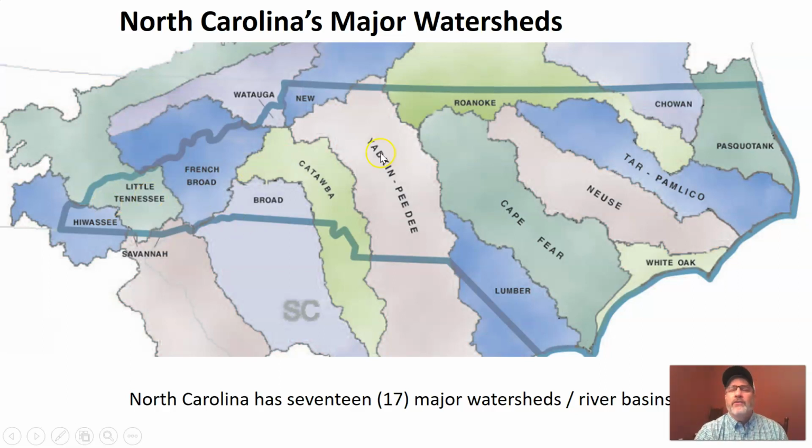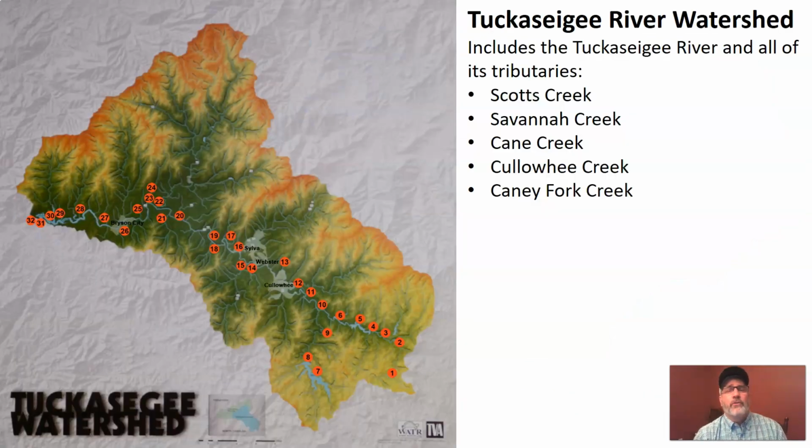Please notice that this is a map of North Carolina and that there are about 17 separate watersheds inside of North Carolina. Yesterday's video was looking at this one, the Cape Fear watershed, and it was looking at the forever chemicals that were dumped into it. But those watersheds can be broken down in several ways.